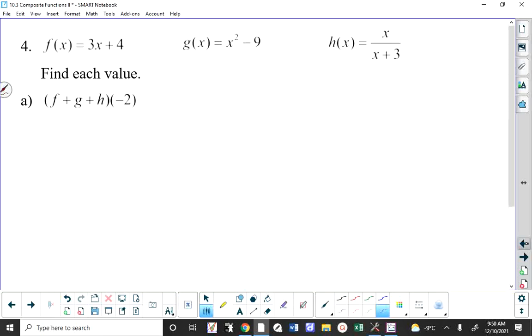We're given 3 different functions here, and you're asked for f plus g plus h of negative 2. You should understand that that means f of negative 2 plus g of negative 2 plus h of negative 2. This is not a difficult question. There's just a lot of moving parts to it. You need to put negative 2 in for x in each of these functions and get 3 different y coordinates, which you then have to add.